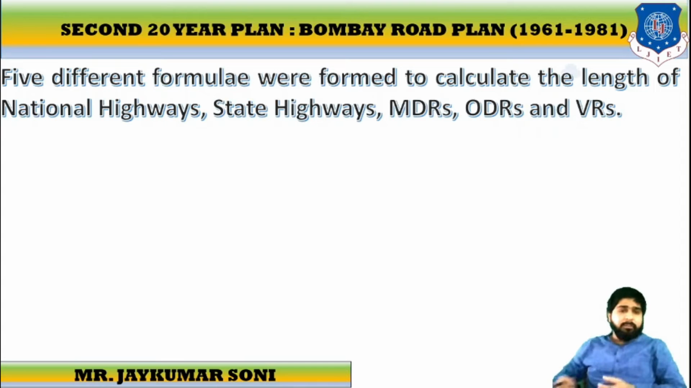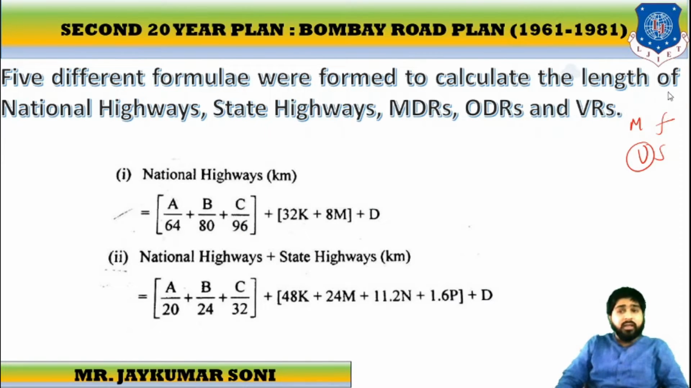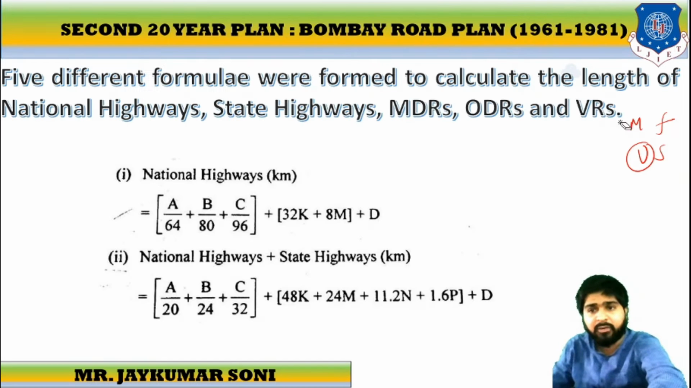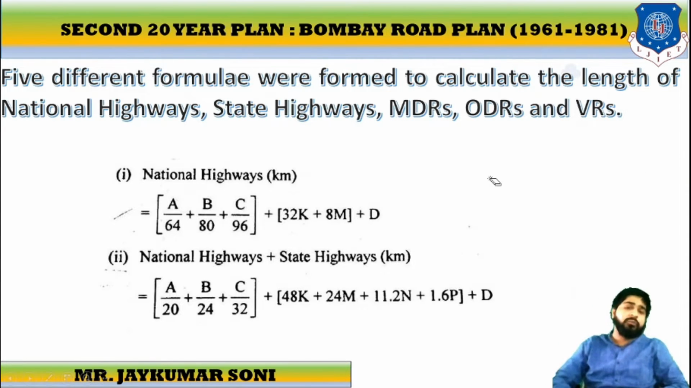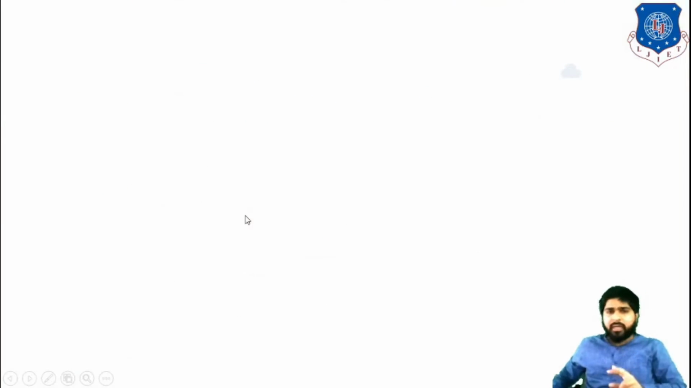Now, the second 20-year plan has five different formulas which are used to calculate the length of national highway, state highway, MDR, ODR and VR. In the first 20-year plan, there were two formulas, one for metal road length or first category of road length, and one for unmetal road length or second category of road length. Here in the Bombay Road Plan, we have five different formulas. The formula to calculate the length of national highways is this. The formula to calculate national highway plus state highway is this. So these are two formulas.